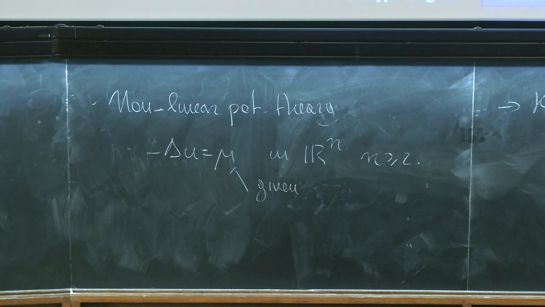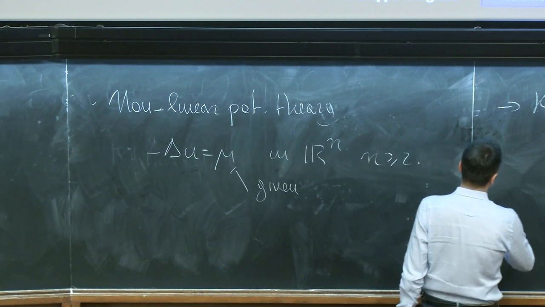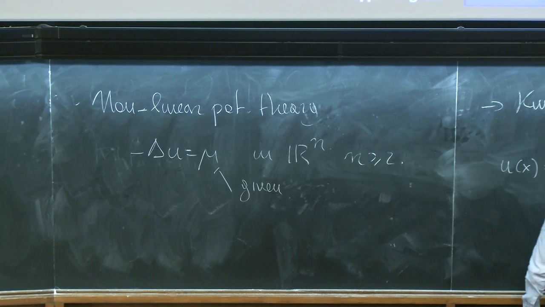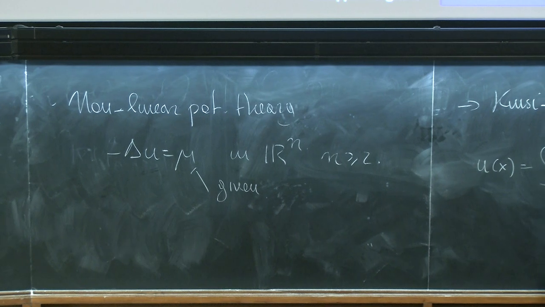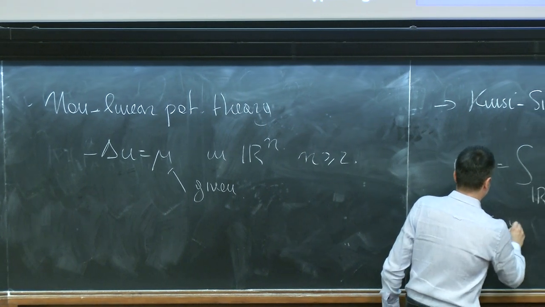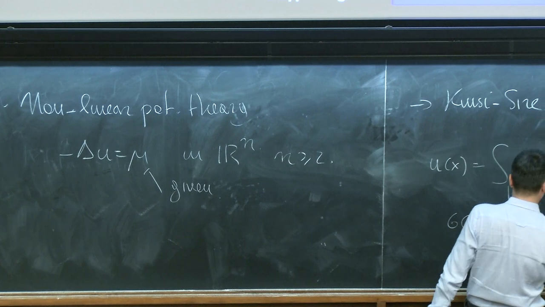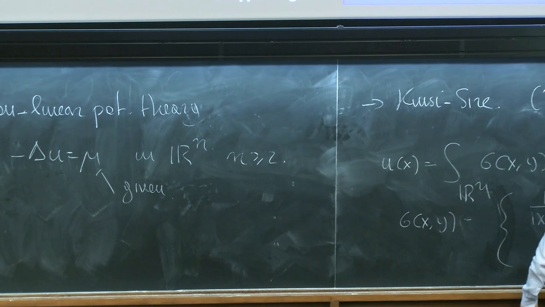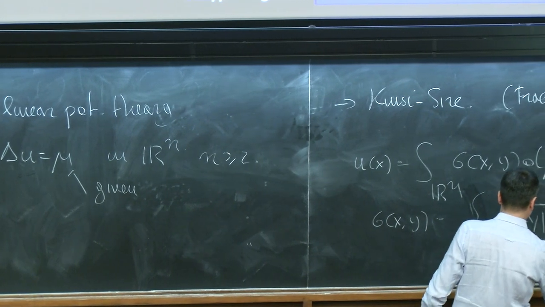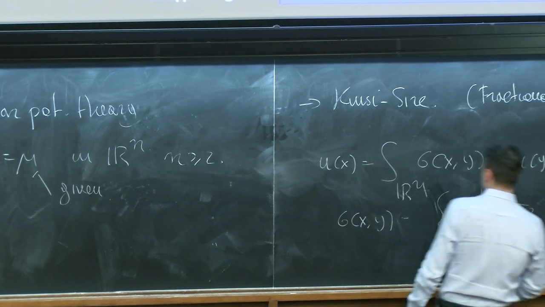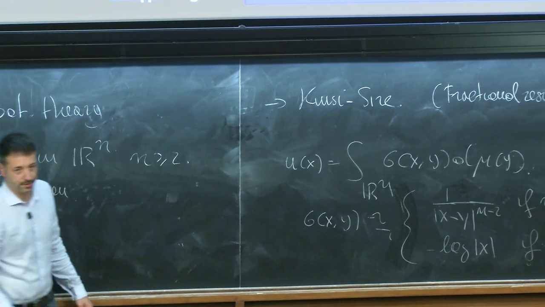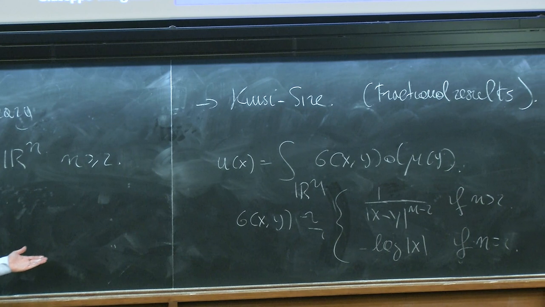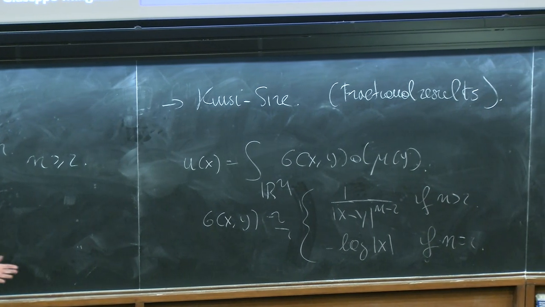And the classical way is going via representation formulas. Representation formulas are telling you that you can represent this via convolution with the classical Green's function. And the classical Green's function is the following. This is 1 over |x minus y|^(n minus 2), if n is larger than 2. Otherwise, it's minus log |x| if n is equal to 2, and this is up to a universal constant. Once you have this, then essentially everything is known concerning u and its derivatives.